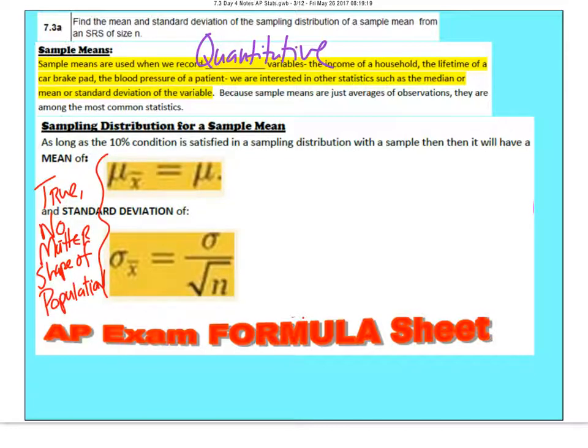This is actually going to be true no matter the shape of the population. If the population is symmetric or skewed, we can still use this. Now, we are going to have to make sure that some conditions are met. Like for proportions, we have to check for randomness, independence, and normalcy.